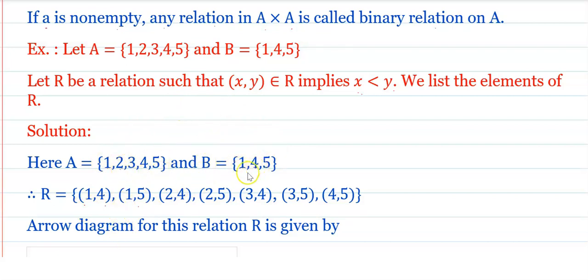2 is less than 4. Yes. 2 is less than 5. 3 is less than 4. 3 is less than 5. And what about the next? Next is 4 is less than 5, and in this way. This is the relation. What type have we defined here? It defines X is less than Y.